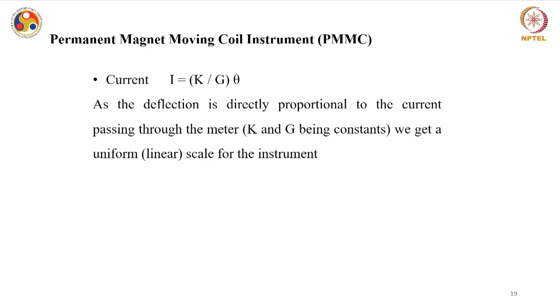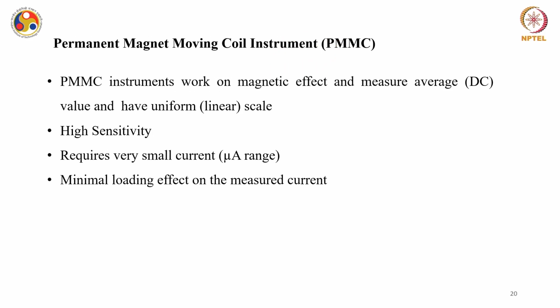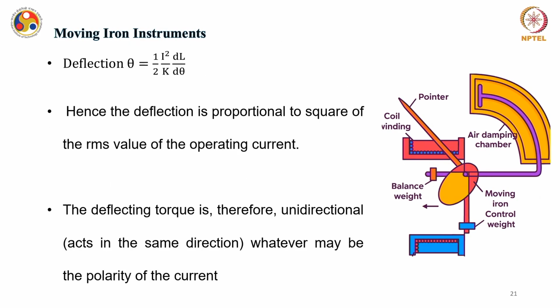For the PMMC instrument, we have seen the deflection was directly proportional to I. As this is directly proportional to I, the scale was linear. Similarly, we have seen that for some instruments it was non-linear. So PMMC instruments work on the magnetic effect, measure the average DC value and have a uniform scale. They have high sensitivity, require very small current, and minimal loading effect on the measured current is possible because of this PMMC instrument. In the moving iron instrument, we have seen its construction in detail.